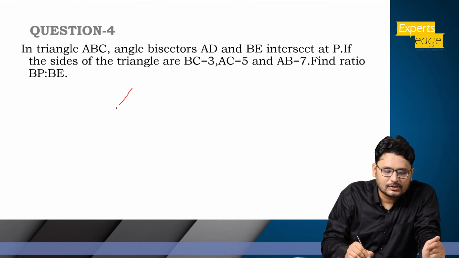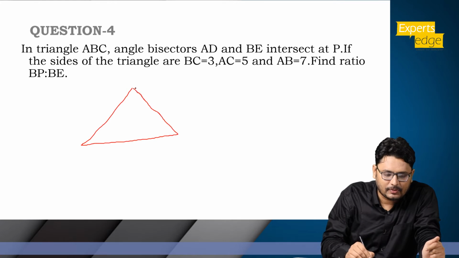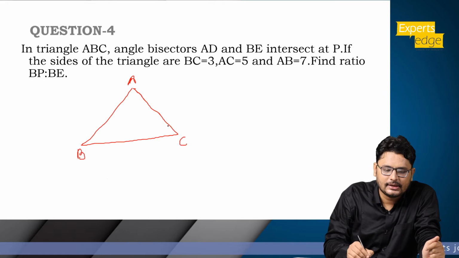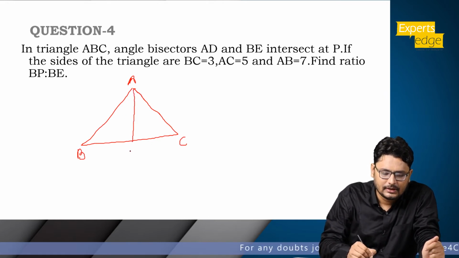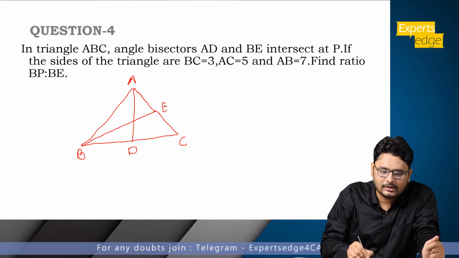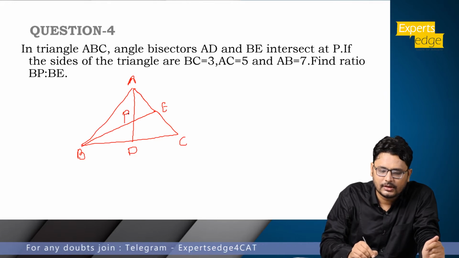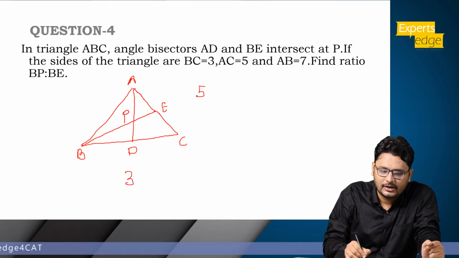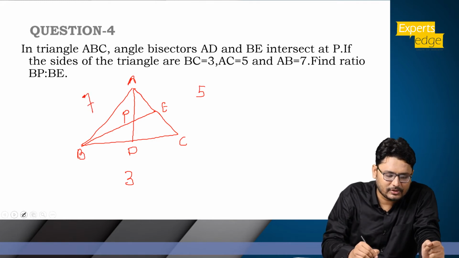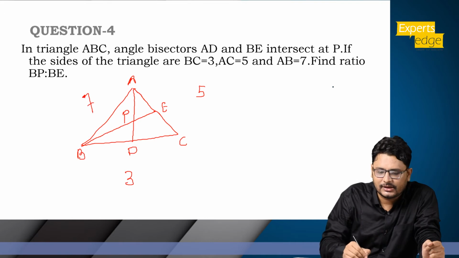Yeah, again it is based on that ratio part, right? If this is A, this is B, this is C, angle bisectors AD and BE, they intersect at point P. If the sides are BC, this is given as 3, AC, this is given as 5, and AB, this is given as 7. Okay? I'm going to tell you the general method. I hope you remember what we did. Just let me quickly revise it.